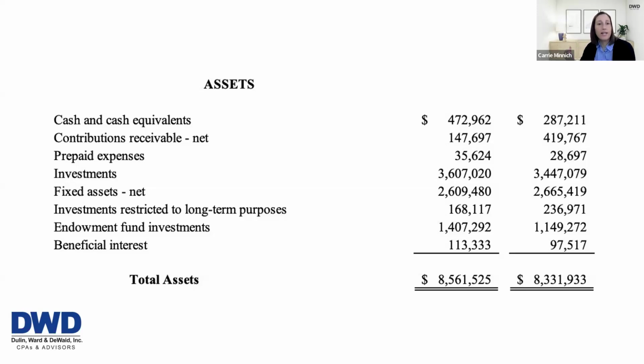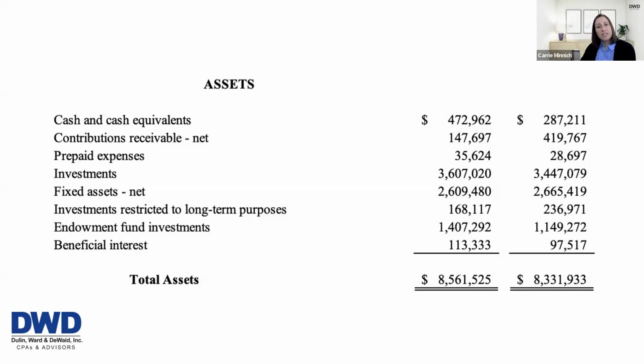Other things to look at, investments. Okay, when we look at investments for current year compared to last year, how do they compare? How does that compare to the market? If the market tanked because of something going on in the economy, then I would expect our investments to go down. Or if the market went up because the opposite happened, then our investments should go up as well.